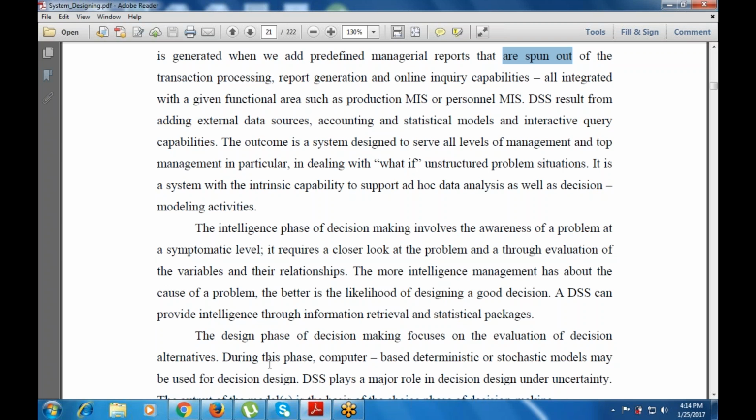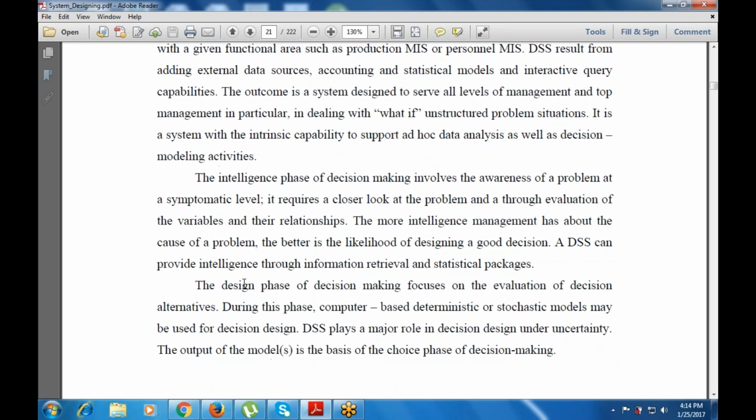And DSS can also provide the intelligence through information retrieval and the statistical package. The design phase of decision making focuses on the evaluation of the decision alternative, and during this process, computer-based deterministic or stochastic models will be used for the decision design. This also plays a major role in decision design under uncertainty.